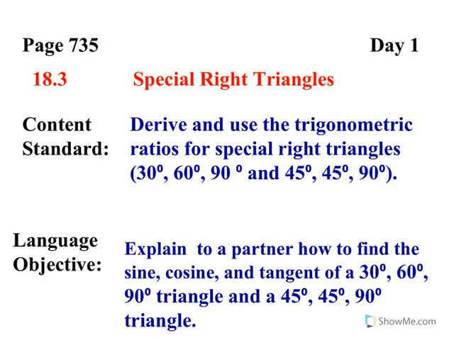Module 18.3, Day 1, Special Right Triangles. Content Standard: Derive and use the trigonometric ratios for special right triangles, 30-60-90 degree and the 45-45-90 degree triangle. Language objective: Explain to a partner how to find the sine, cosine, and tangent of the 30-60-90 degree triangle and the 45-45-90 degree triangle.